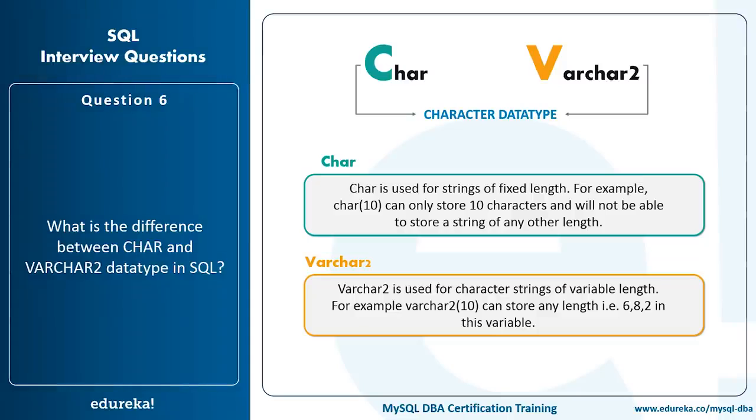Now, for example, char 10 can only store 10 characters and will not be able to store a string of any other length, whereas varchar2 10 can store any length, that is either 6, 2, 8. It completely depends on the variable, right?